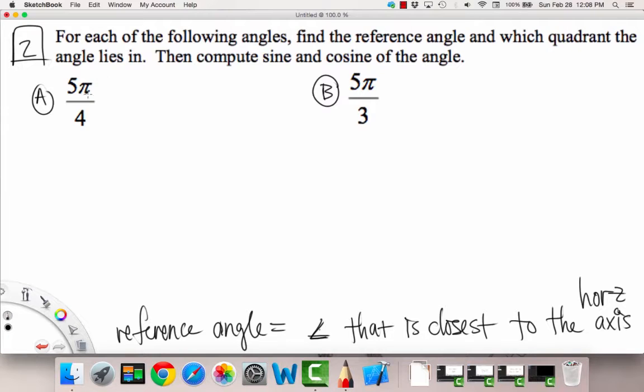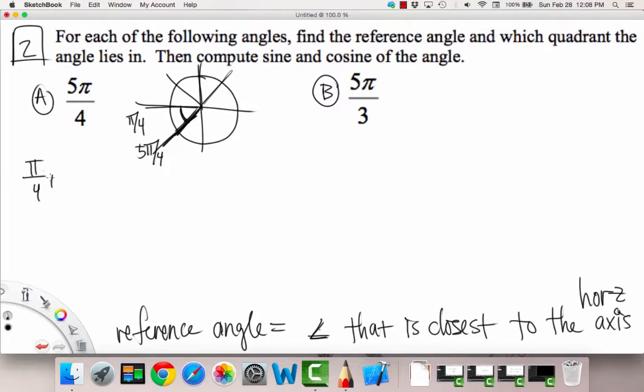So let's start with part A. We have 5 pi over 4. Let me draw a little circle here, and let's move by pi over 4. So this is 1 pi over 4, 2 pi over 4, 3 pi over 4, 4 pi over 4, and 5 pi over 4 is down here. Our reference angle would be this angle going from this line back to the closest horizontal axis. So our reference angle is just going to be a simple pi over 4.